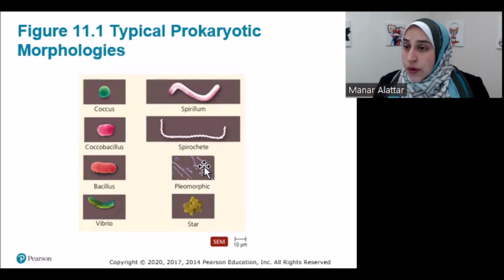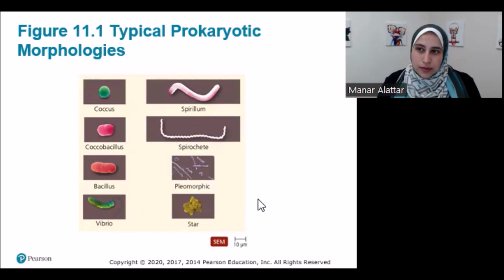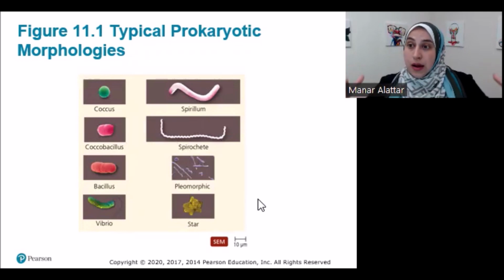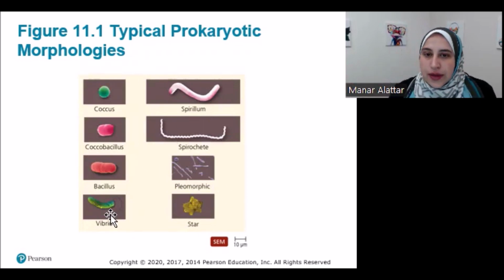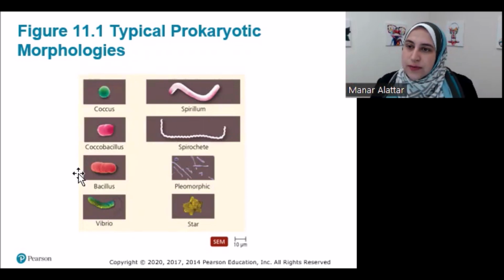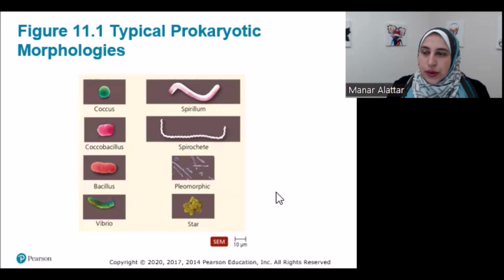You also have pleomorphic organisms, especially organisms that tend to have altered cell wall or cell membrane structures, and they have a little bit more freedom in how they present in the environment, and so they don't take on any of these shapes specifically all the time. They can actually take on a number of different shapes depending on their environment or their growth, reproduction, and so forth.